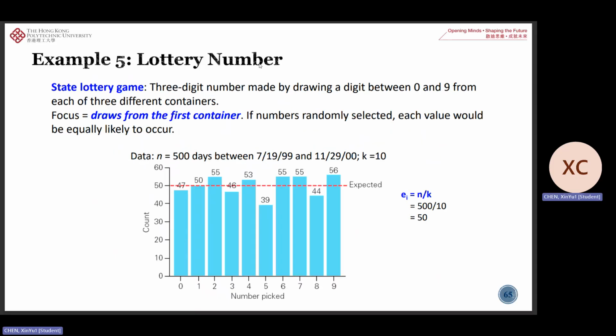So this is another example, a more common example about memory. Let's assume a 3-digit number made by drawing a digit between 0 and 9 from each of 3 different containers. So we can focus on the draws from the first container. If the number is randomly selected, each value would be equally likely to occur.